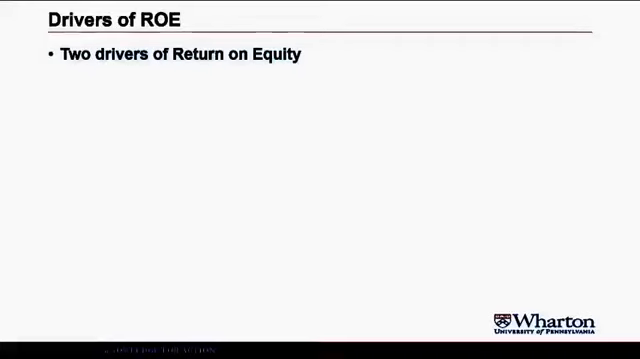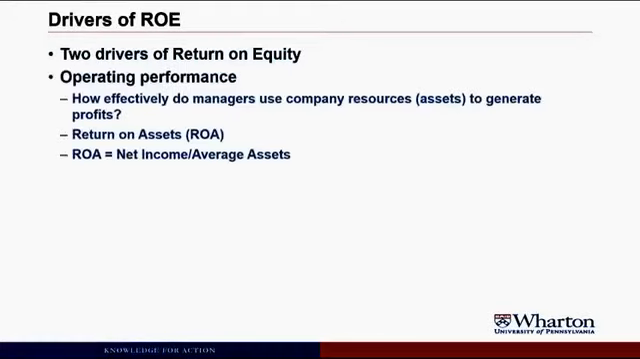Now we're going to divide ROE into two drivers to figure out whether a company is getting high or low ROE due to operating performance or due to leverage. So the first driver of ROE is operating performance, which answers the question of how effectively do managers use the company's resources, in other words, their assets, to generate profits. The ratio that we look at here is return on assets, or ROA.